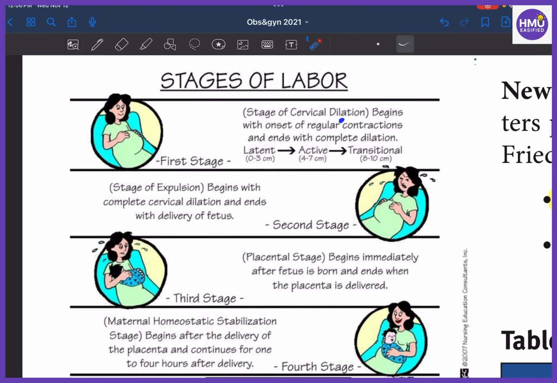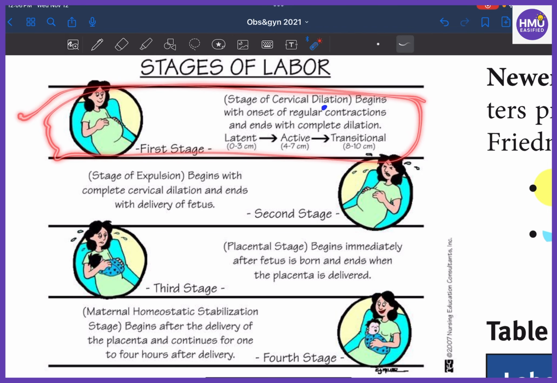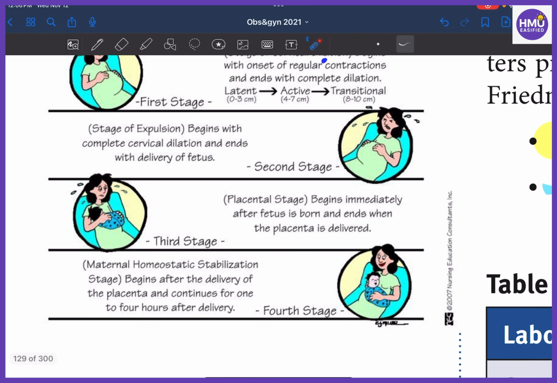This is another picture. Look, this is first stage, okay. This is like the latent and active phase. This is the mother's phase. Look at her. And then this is the second stage where the fetus is coming out, and this is the third stage where the placenta is coming out, and this is the fourth stage where there is homeostatic stabilization stage. It begins after the delivery of the placenta and continues for 1 to 4 hours after delivery.